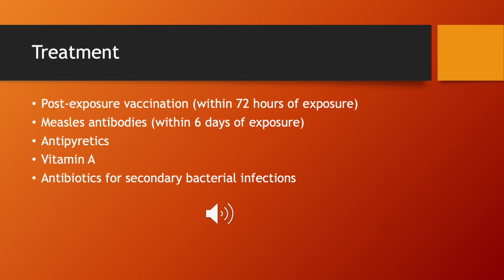Pregnant women, infants, and those who are immunosuppressed can receive measles antibodies within 6 days of exposure, which can in turn prevent the virus from occurring or lessen the symptoms if the virus does take hold. Other medications that can be taken while fighting the measles virus are antipyretics, vitamin A, which is said to help lessen the severity of symptoms, and antibiotics if a secondary bacterial infection occurs.